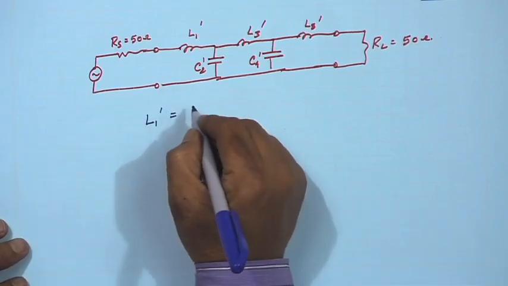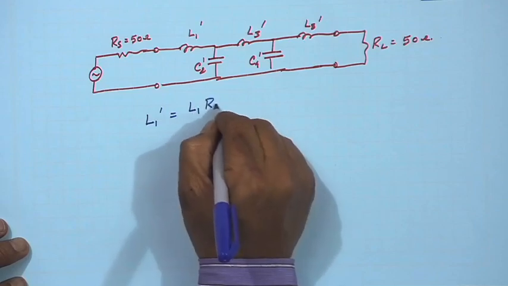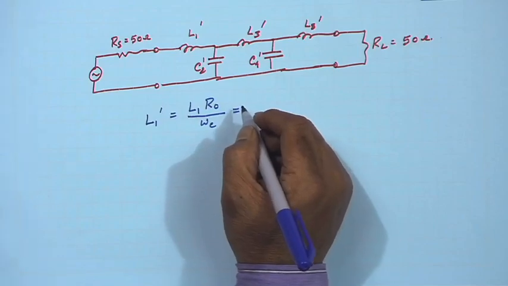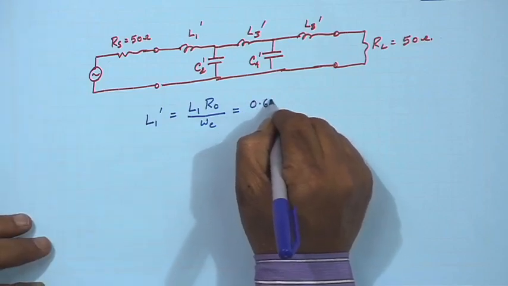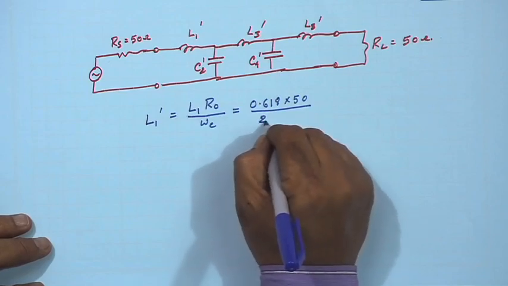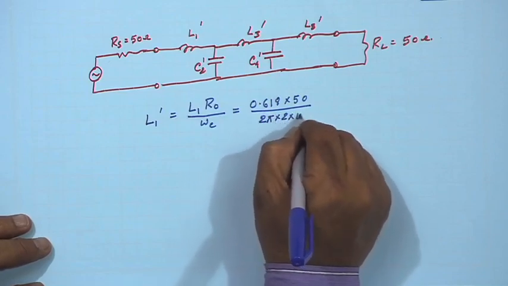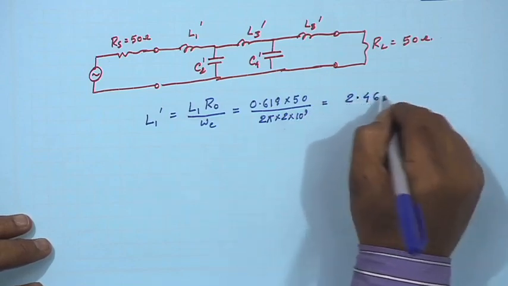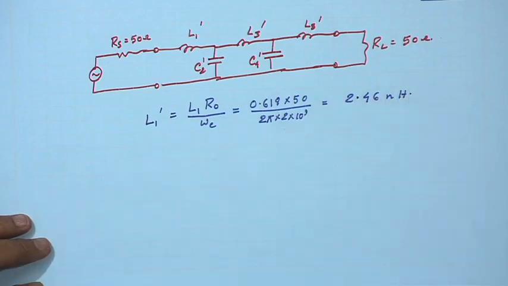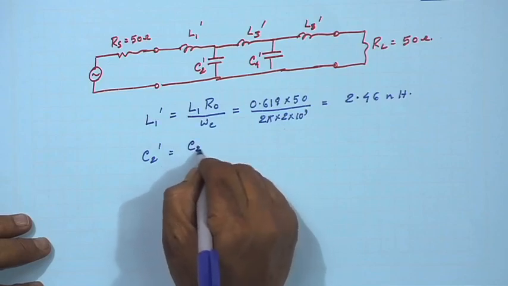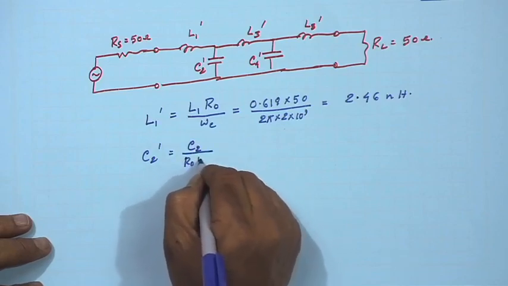If you see your notes, this will be L1 into R naught by omega c, and what is L1? L1 is nothing but your G1, that is 0.618. So, 0.618 into 50 by omega c, which is 2 pi into 2 into 10 to the power 10. So, this will give you a value of 2.46 nanohenry. Then C2 dashed will be C2 by R naught omega c.